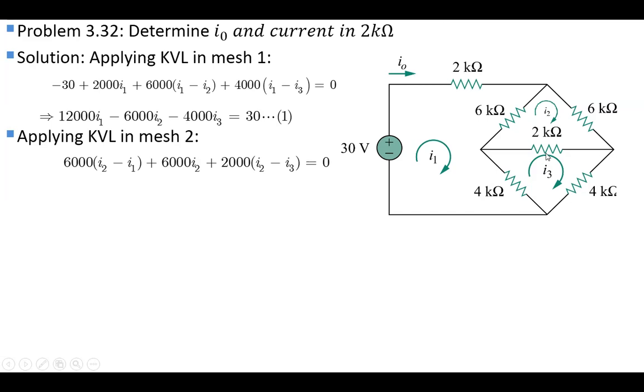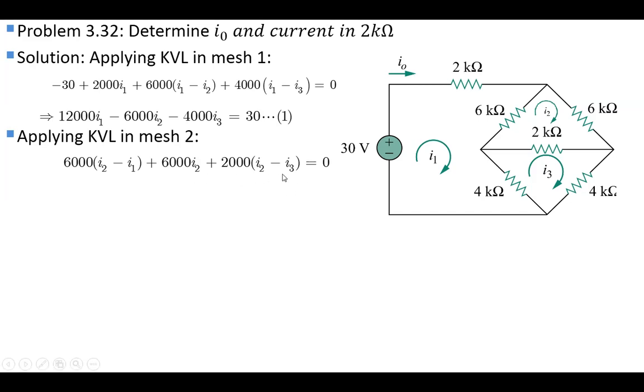Next we will encounter the 2 kilo ohm resistance. This 2 kilo ohm resistance is common between the second and third mesh. So the current as seen from mesh number 2 will be I2 minus I3, and the voltage across the 2 kilo ohm resistance will be 2000 times (I2 minus I3). Obviously we have come back to the same point where we started. We have traveled the whole loop, so this should be equal to 0.